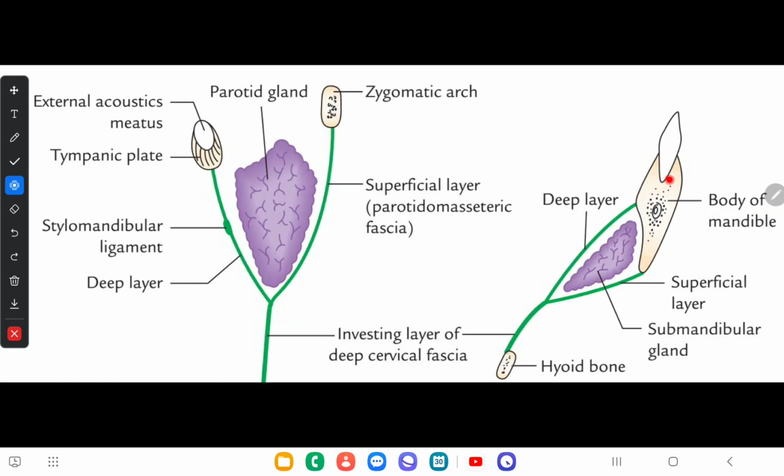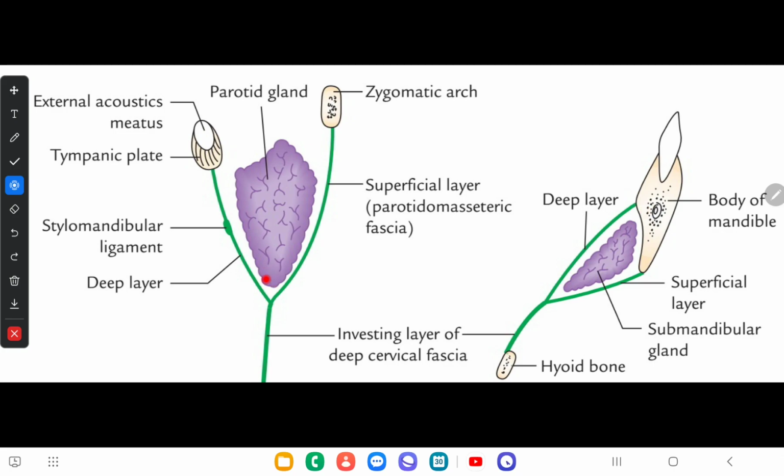Here is the body of the mandible, and you can see very clearly how it encloses the submandibular gland. This is the hyoid bone. This is the investing layer of the deep fascia. Then this is the deep layer. This is the superficial layer. Then again it is attached to the body of the mandible.